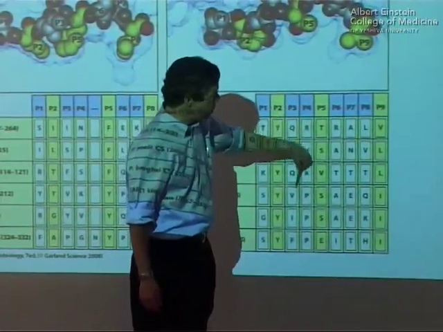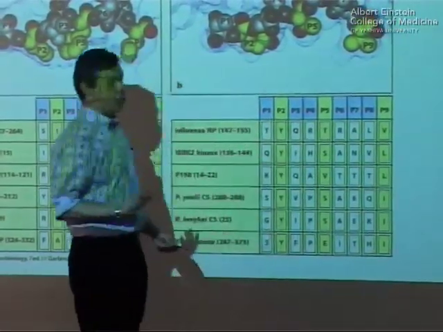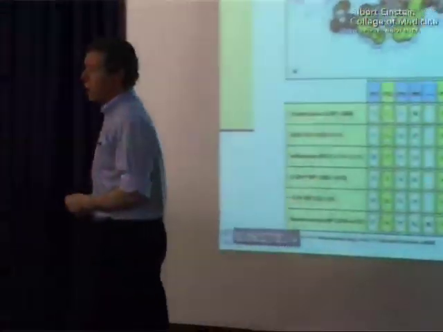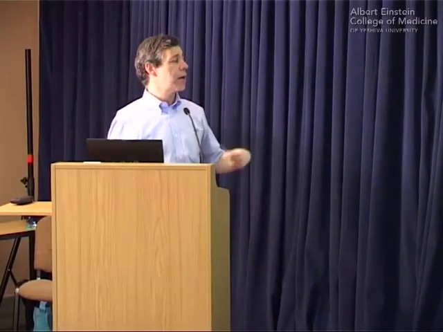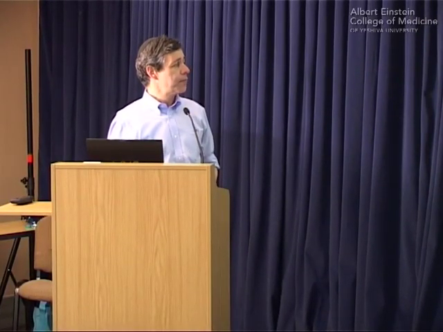If you're not an anchor residue, it could be completely different, and that's what gives the tremendous variability for what can bind to an MHC molecule. Is that clear? I'm sure it's a little fuzzy for some people, so I'm going to reiterate this again in a second.